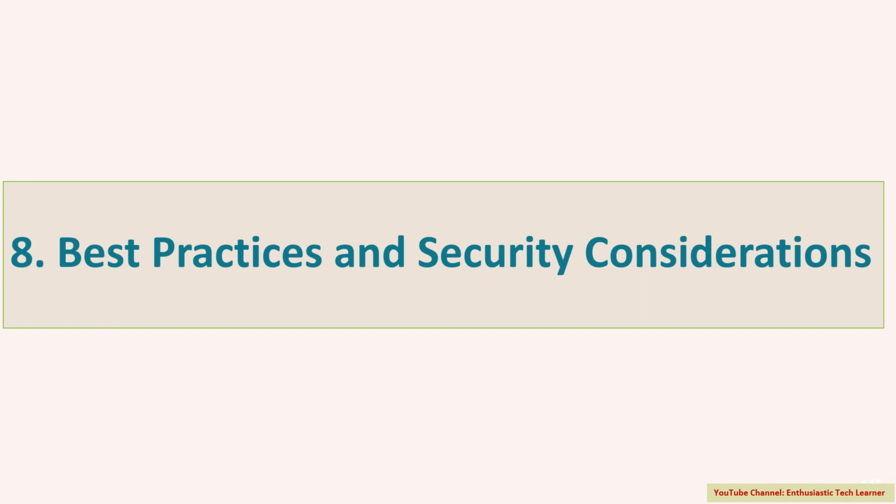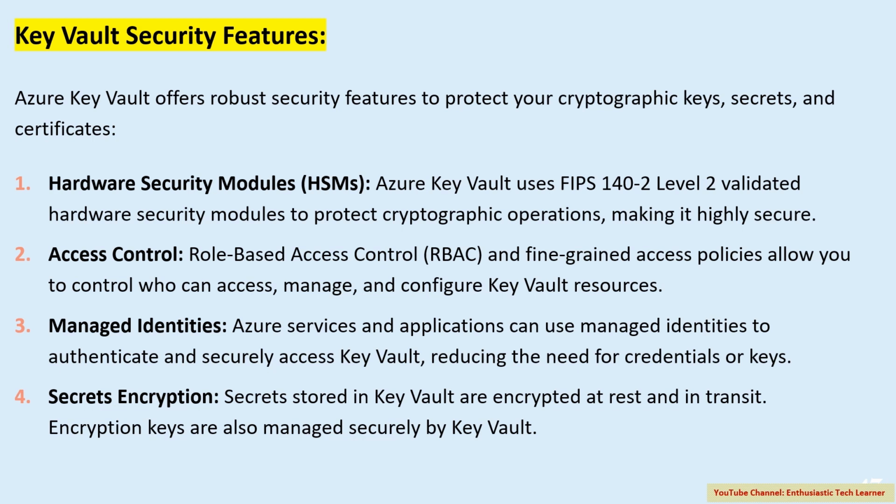8. Best practices and security considerations. Key Vault security features. Azure Key Vault offers robust security features to protect your cryptographic keys, secrets, and certificates. Hardware Security Modules (HSMs). Azure Key Vault uses FIPS 140-2 Level 2 validated hardware security modules to protect cryptographic operations, making it highly secure. Access Control. Role-Based Access Control, RBAC, and fine-grained access policies allow you to control who can access, manage, and configure Key Vault resources.